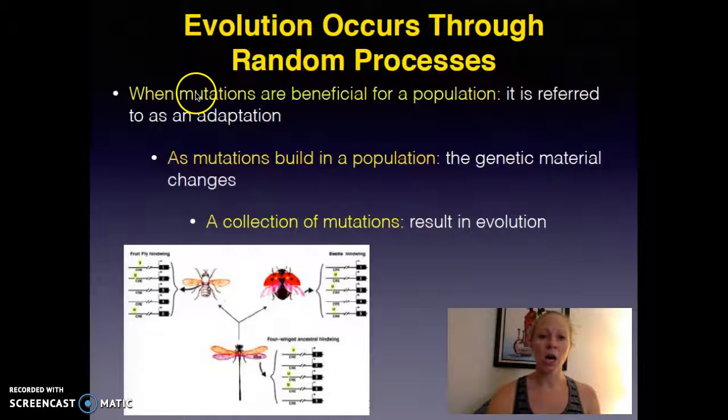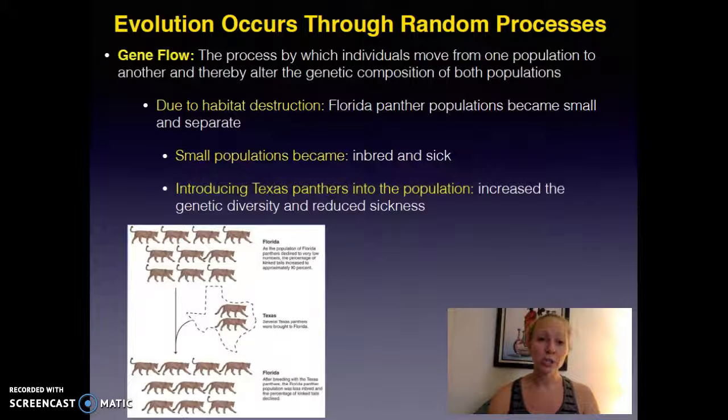Mutations can be beneficial for a population, and that's referred to as an adaptation. As adaptations grow and species change, genetic material changes, and that is evolution. Evolution is changes in the DNA over time. Gene flow is our next random process.